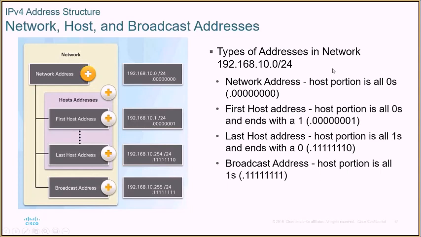In this case, because there's 256 possible addresses from 0 through to 255, every number from 1 through to 254 is a usable host number on that subnet, and so you've got 254 possible hosts.